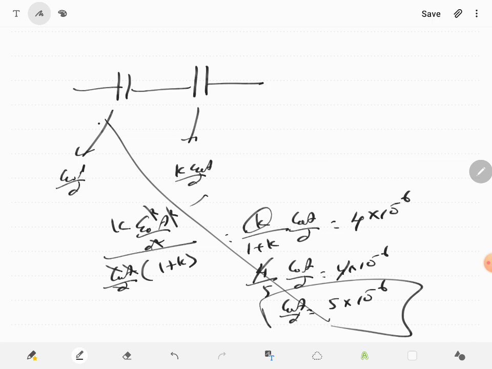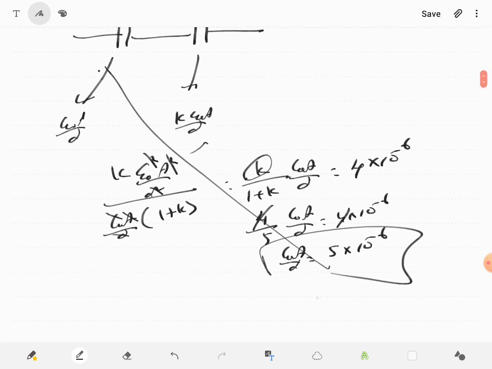So calculate the capacitance of each capacitor. The second one's capacitance will be multiplied by 4, the dielectric constant, so it is 20 into 10 to the power minus 6, or 20 microfarad, and the first will be 5 microfarad, whatever the answer is.